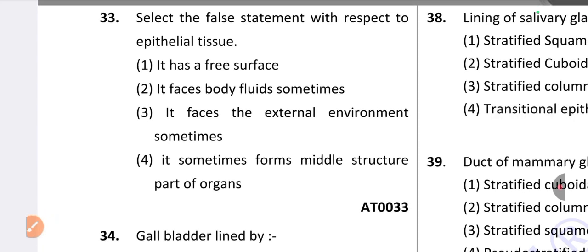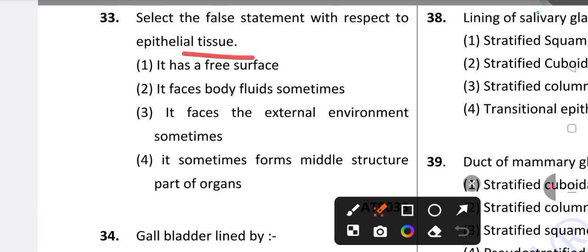Select the false statement with respect to epithelial tissue. So इन सब में अपन को false statements choose करना होता है. So the first is it has free surface. Yes, it has free surface. It faces blood, body fluid sometimes. Yes, this is also true. It faces the external environment sometimes. This is also true, but the fourth option is the answer. It sometimes forms middle structure or part of organs. No, this is false because it always forms the outer part of the body. Therefore, the answer is option number 4.